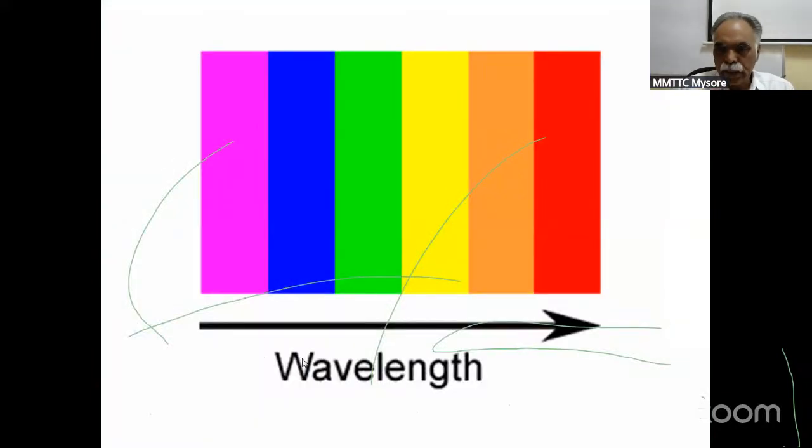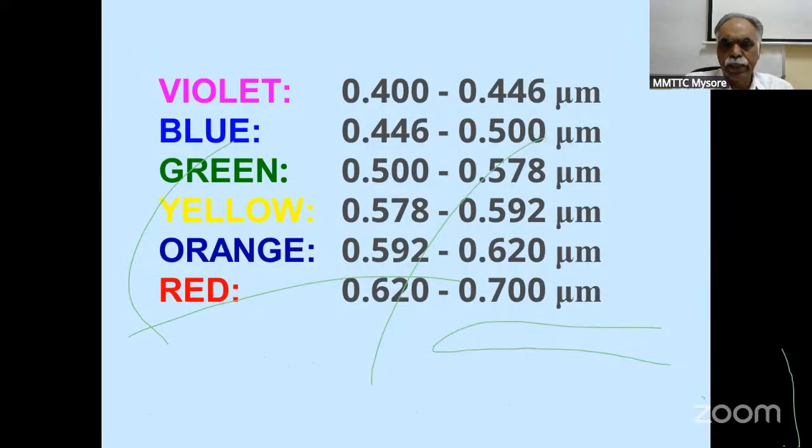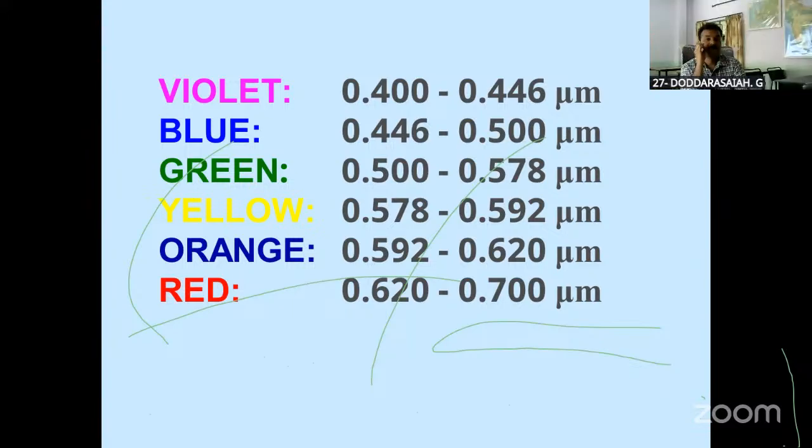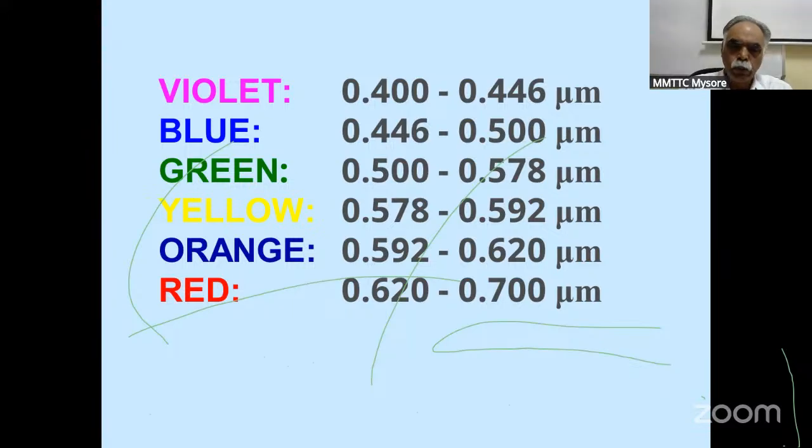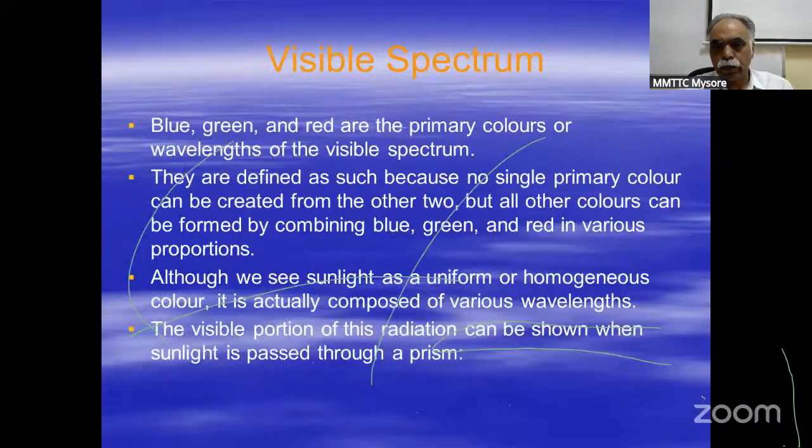So here you can see the VIBGYOR: the indigo, blue, green, yellow, and all this cyan and red. So these are the wavelengths of the different colors. 0.4 to 0.46 is violet. Blue is 0.46 to 0.5. Green is 0.5 to 0.578. Yellow is 0.578 to 0.592. Orange is 0.59 to 0.62. And red is 0.62 to 0.7.